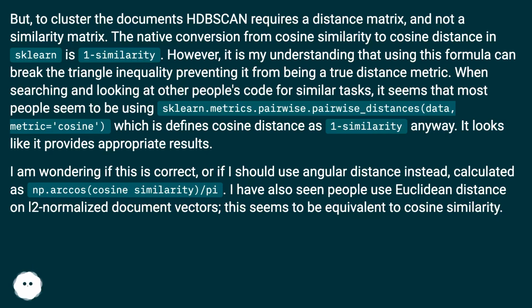However, it is my understanding that using this formula can break the triangle inequality, preventing it from being a true distance metric. When searching and looking at other people's code for similar tasks, it seems that most people are using sklearn.metrics.pairwise.pairwise_distances(data, metric='cosine'), which defines cosine distance as one minus similarity anyway. It looks like it provides appropriate results.